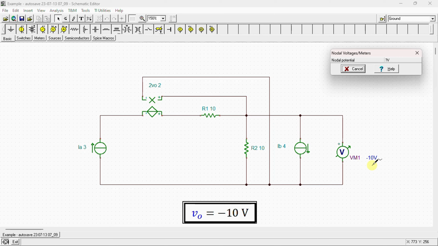After completing the circuit simulation, we can clearly observe the similarity between the simulation and calculation results. This serves as a validation of our work.